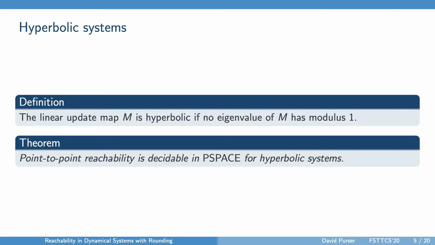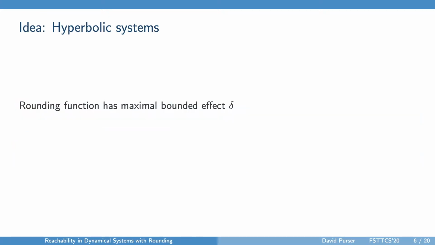And here we can show that the point-to-point reachability problem is decidable in P-space. Let's take a look at the key idea of this proof. We're going to show this for arbitrary bounded effect rounding functions. Let's assume that the maximum effect of the rounding function is delta. First, let us make the simplifying assumption that we're working in just one dimension.